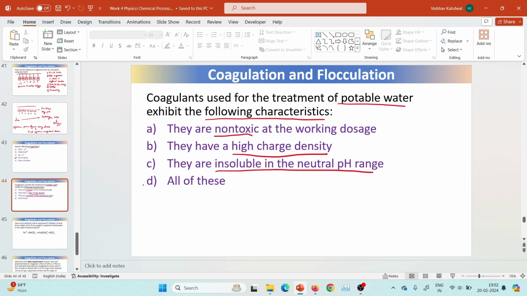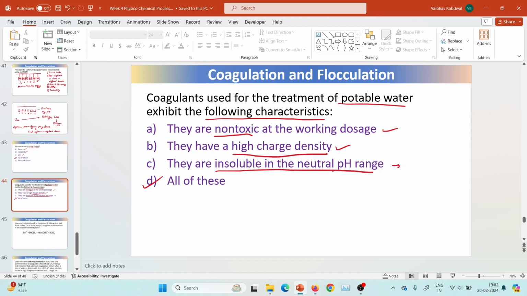Correct. All of the above. They should be non-toxic, we know. They have high charge density, which means they should have more charge per unit weight or volume. They are insoluble in the neutral pH range, because if they were soluble, we could directly drink them.